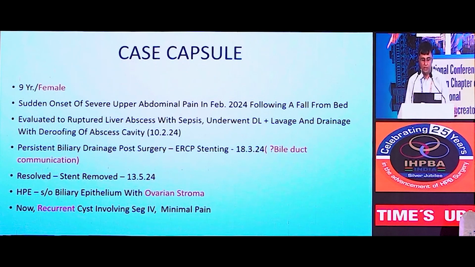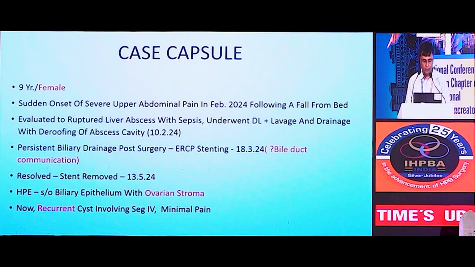In the post-op period, she had a high output biliary fistula, for which she was stented after 2 weeks. After stenting, her fistula resolved and her stent was removed after 2 months. Patient recovered well. Her final histopathology was biliary epithelium with ovarian stroma. Now after 1 month, she has presented to us with abdominal discomfort, minimal sort of pain, and a recurrent cyst involving segment 4. Now in this history, I have highlighted all the red flag signs.